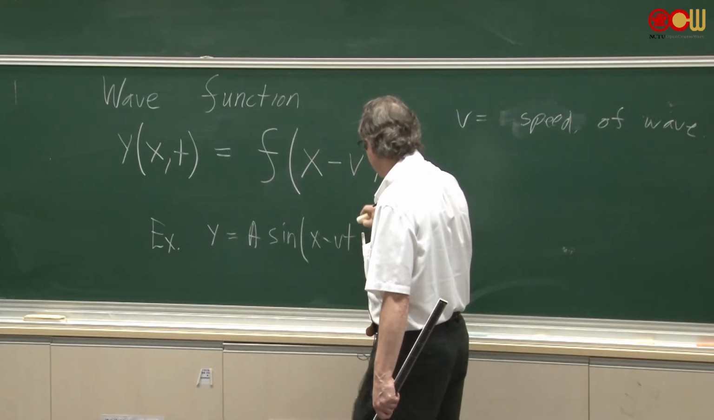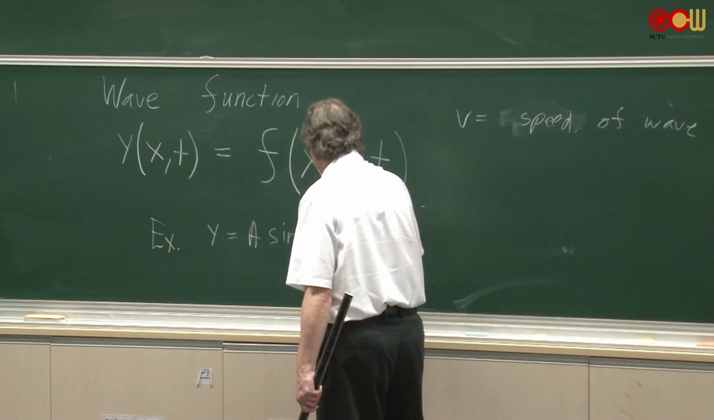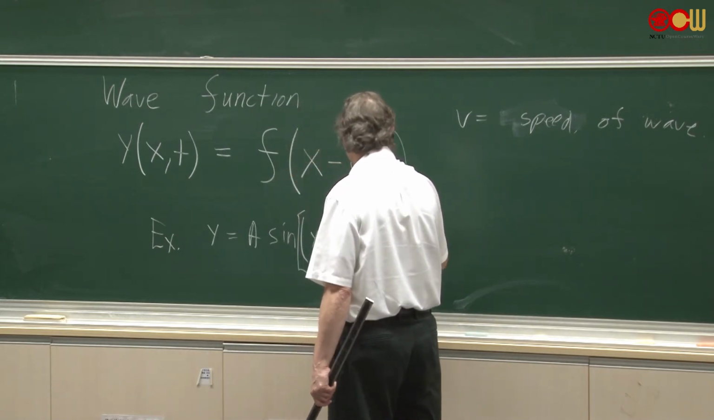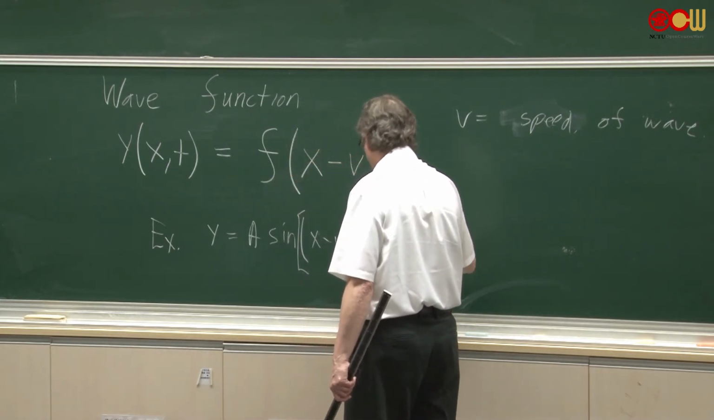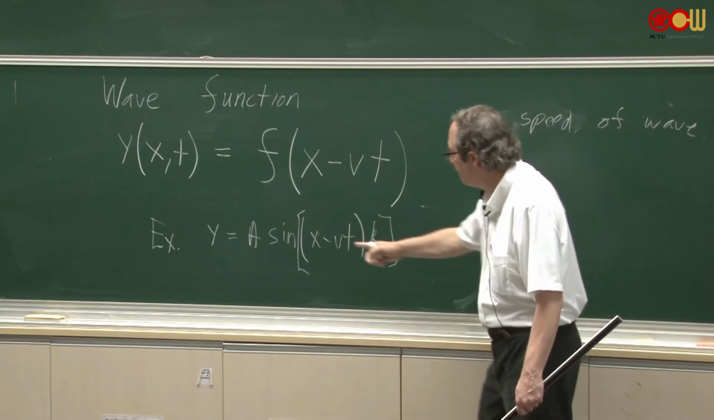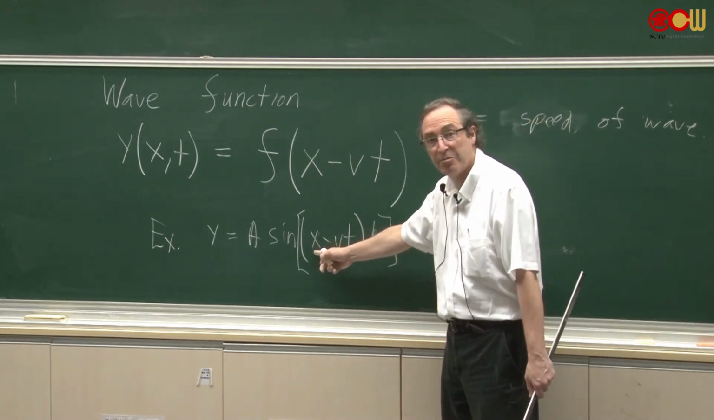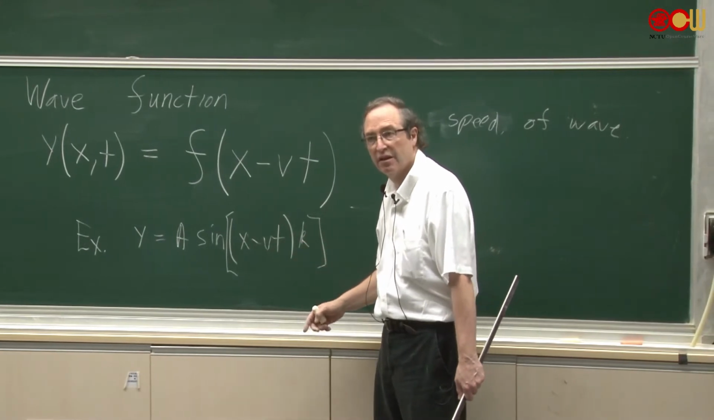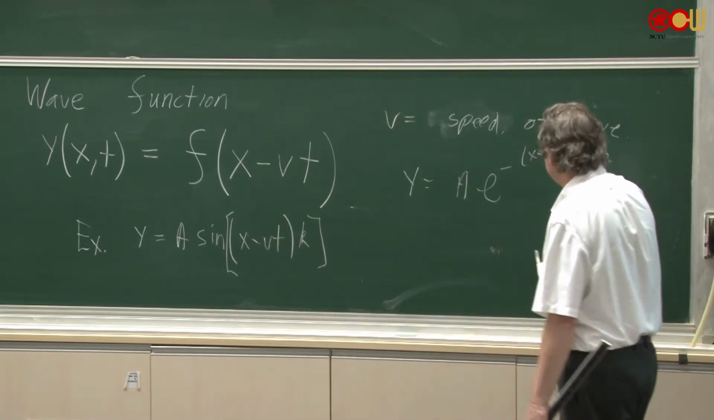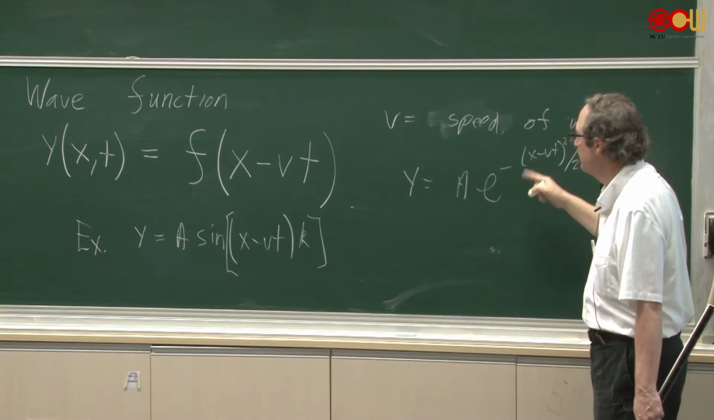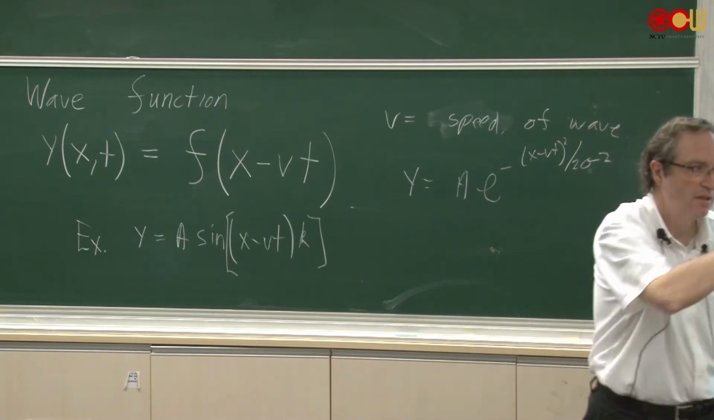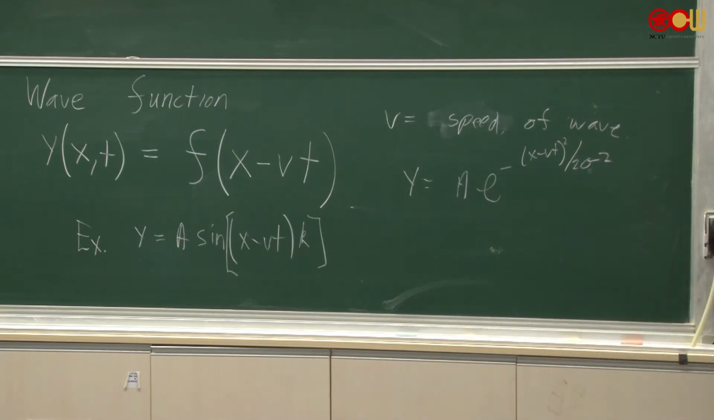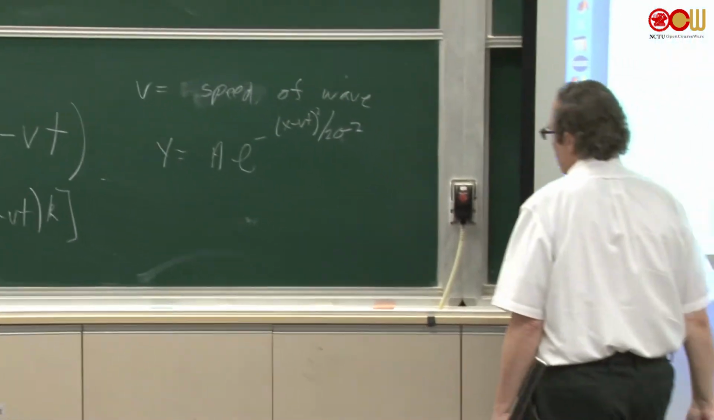Something like that. And I'm going to multiply it by some constant, I'm going to call it k. So that's an example. See, it's a function. Wherever x appears, it has to appear as x minus vt. Here's another example. Sigma is some constant, a is a constant. This is a Gaussian pulse, little pulse, a Gaussian pulse. That's an example. All right?